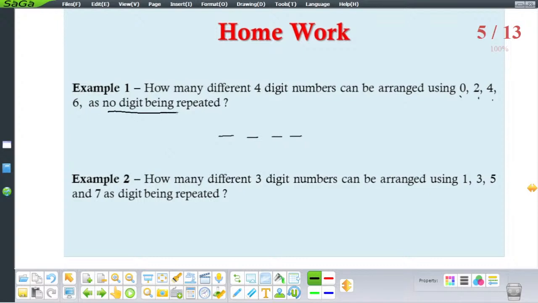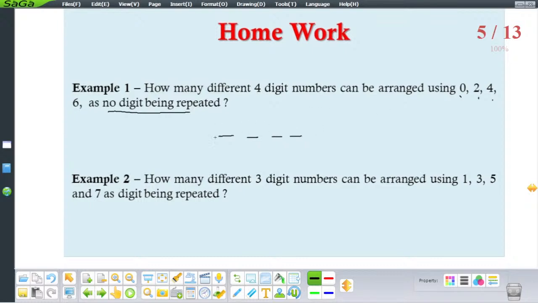Here the digits are not repeated. We have to get to the answer. We will check later without looking at what we are solving. You can simply solve the example and understand the concept. We have to form a 4-digit number, it contains 0 and no digit is repeated.